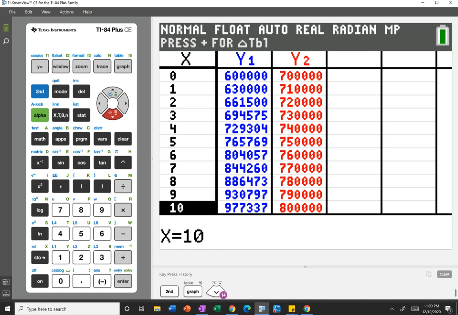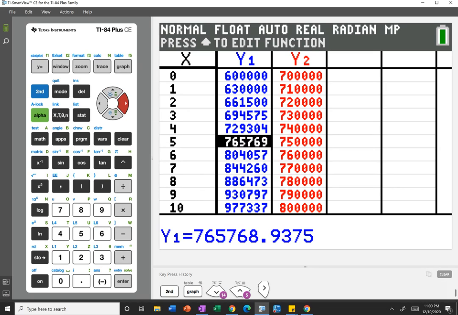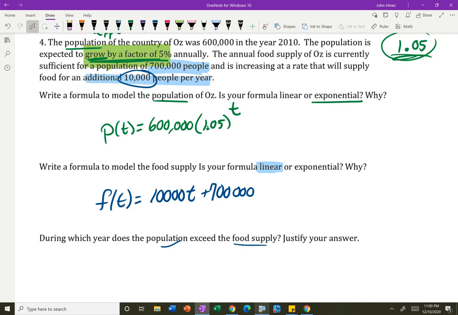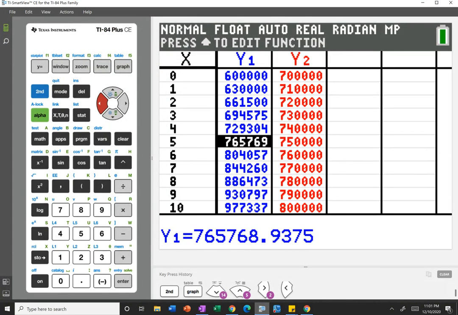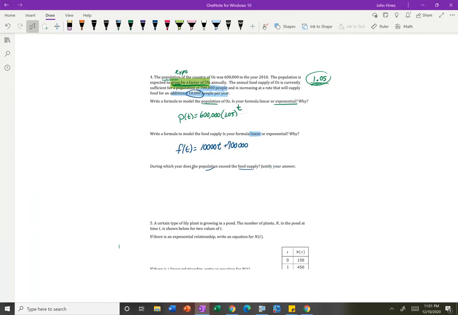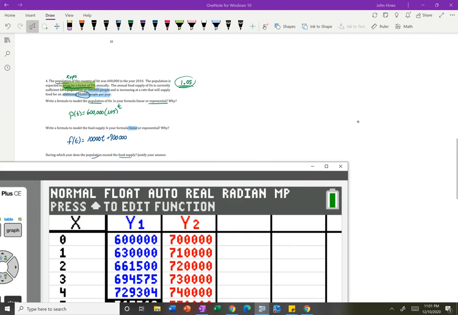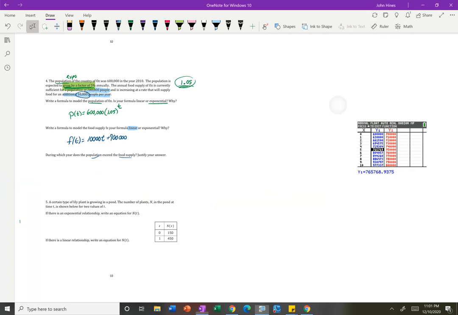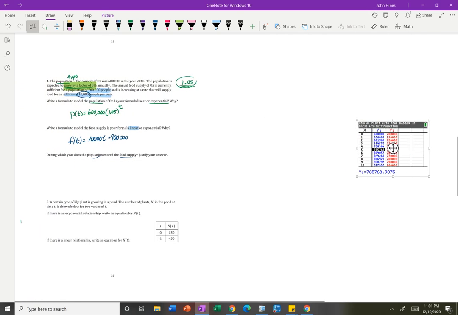So notice I have more food, more food, more food, more food. I'm still good. Oh, look at year 5 here. I have more people than I have food. So unfortunately, some of them are going to starve off. How sad. How sad that we're going to lose a couple thousand munchkins. So at year 5, that's when my table here finally shows the exponential winning.